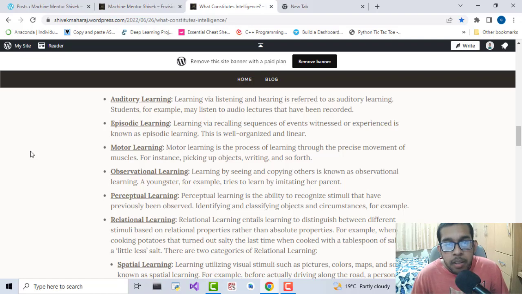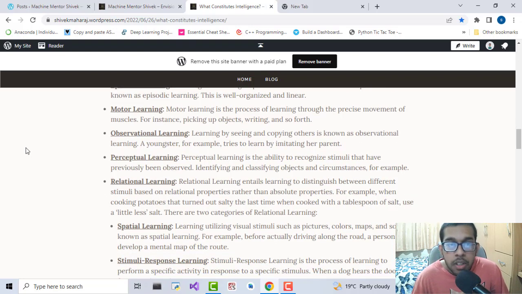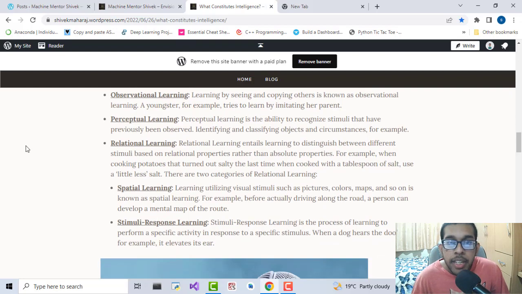Motor learning. Motor learning is the process of learning through the precise movement of muscles. For instance, picking up objects, writing, and so forth. Observational learning. Learning by seeing and copying others is known as observational learning. A youngster, for example, tries to learn by imitating her parent. Perceptual learning. Perceptual learning is the ability to recognize stimuli that have been previously observed. Identifying and classifying objects and circumstances, for example.